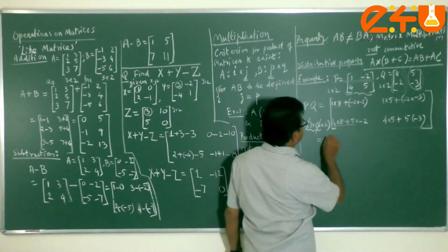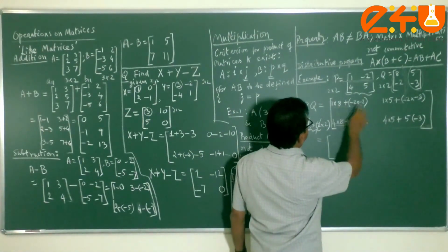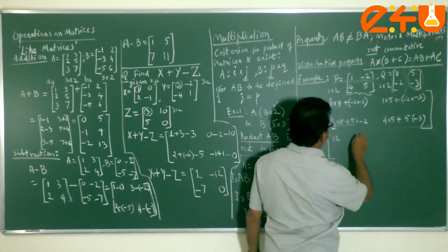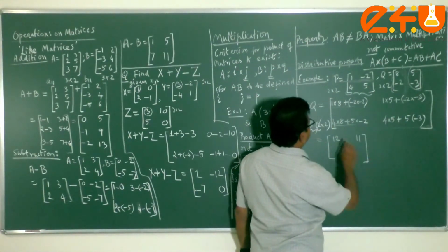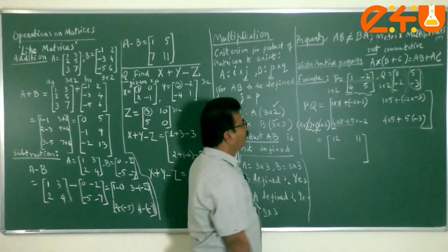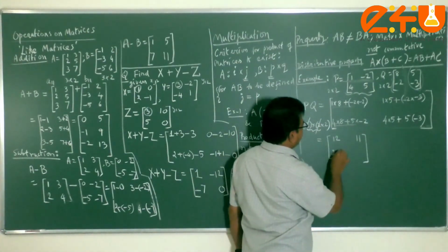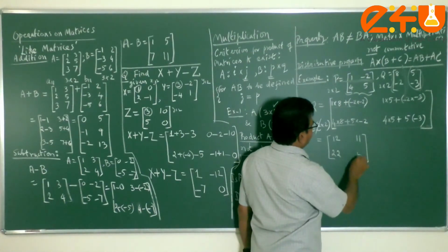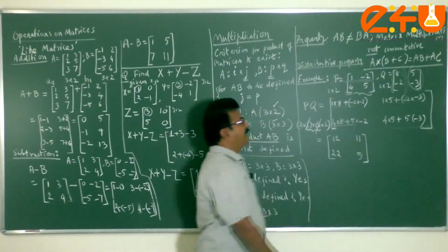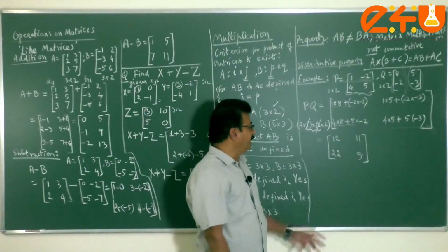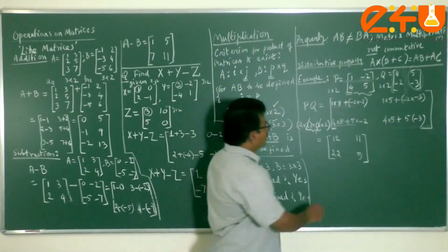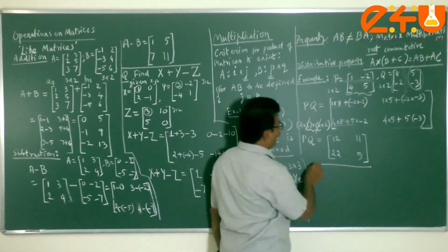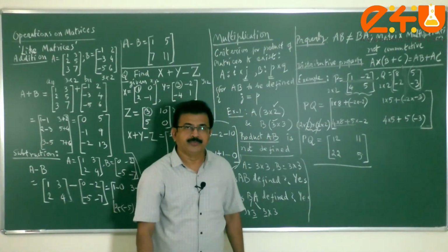The answer is going to be 8 plus 4, 12, 5 plus 6 making 11, here 32 minus 10, so I am writing the answer 22, here 20 minus 5 times 3 is 15, 20 minus 15 giving answer 5. So this is the value of the product PQ evaluated.